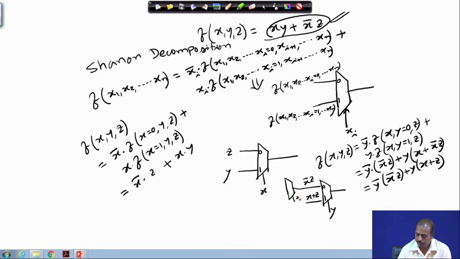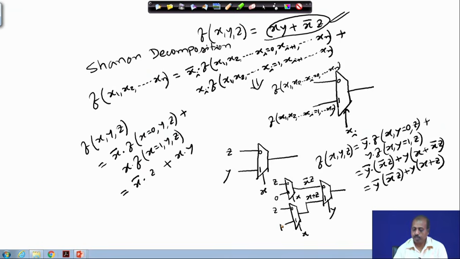if I put x as the select line, then when x equal to 0, this is z, and when x equal to 1, this is 0. So, I can do it like this, and for realizing this x plus z, again I can use Shannon decomposition around x. So, when x equal to 0, this is z, and when x equal to 1, this is 1.